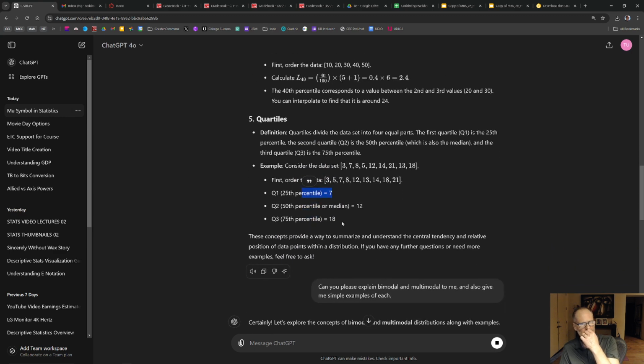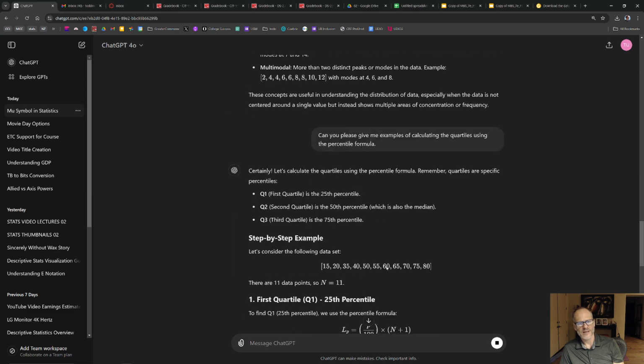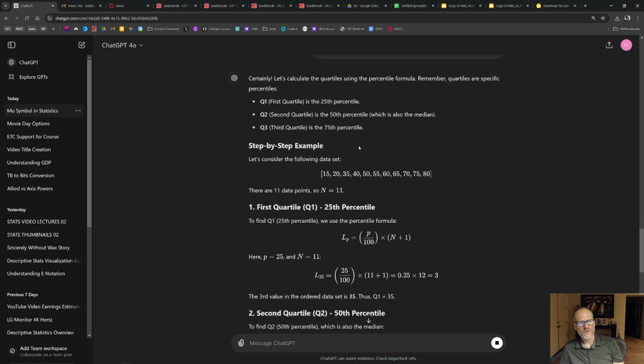But having these quartiles allows us to see, right, at 7, 25% of our data is that way. At 12, 50% of our data is to the left. At 18, 75% of our data is to the left. And so here's an example of what that looks like down here when those calculate. So the first quartile is the 25th percentile, then the 50th percentile, the 75th percentile.